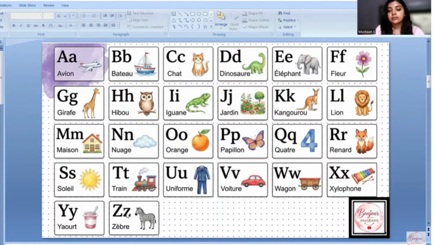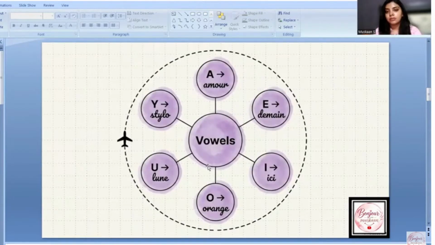So now let's move ahead and do vowels. Like in English, we have A, E, I, O, U vowels, but in French, Y is also a vowel. So now let's see the examples of these vowels.